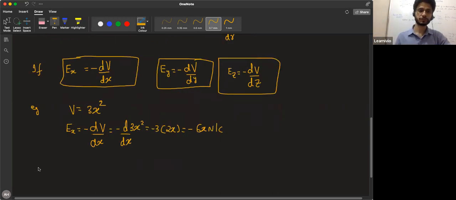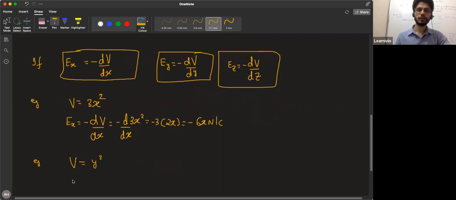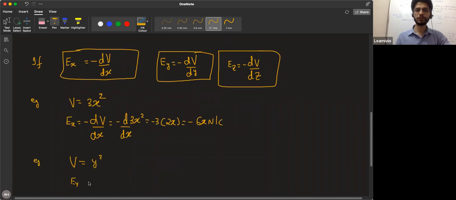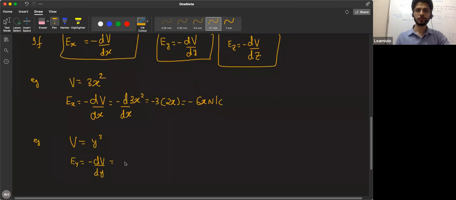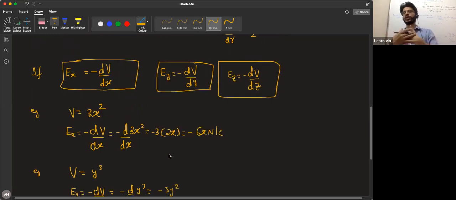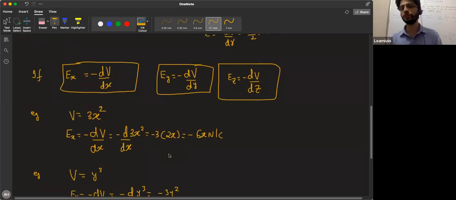Similarly, if I write that potential is some y cube, then you will get y component of field, which is minus of dV over dy. So it's minus of d over dy of y cube. And derivative of y cube is 3y square. So this is minus of 3y square. So if your potential is given, then just differentiate your potential and you can get field. But remember, if your potential is changing along x-axis, then you will get x component of field. If your potential is changing along y-axis, then you will get y component of field. Similarly, z component of field.